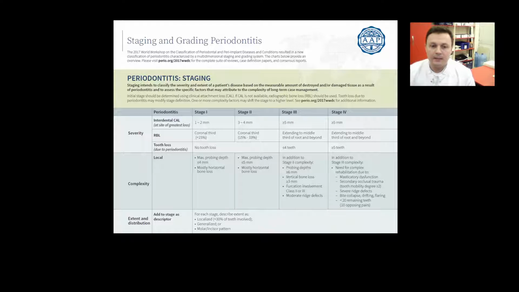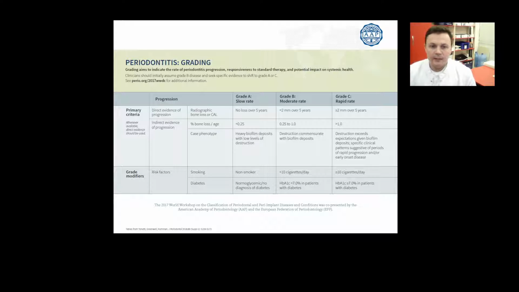And complexity. Complexity, the secondary goal, is to determine the complexity involved in controlling the disease and managing the long-term function and aesthetics of the patient's dentition. Grading a periodontitis patient involves estimating the future risk of periodontitis progression and the likely responsiveness to standard therapeutic principles. This estimate guides the intensity of therapy and secondary prevention after therapy.